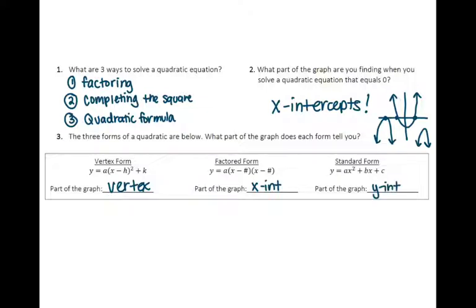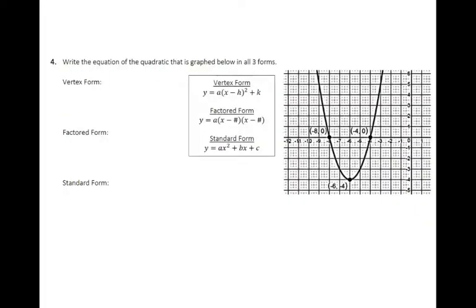And you'll see a couple problems on your review finding all three of these things from the different forms. So let's go ahead and go to the next question, which will allow us to do some of that. Number 4 says write the equation of the quadratic that is graphed below in all three forms. So the first form we're going to look at is vertex form.